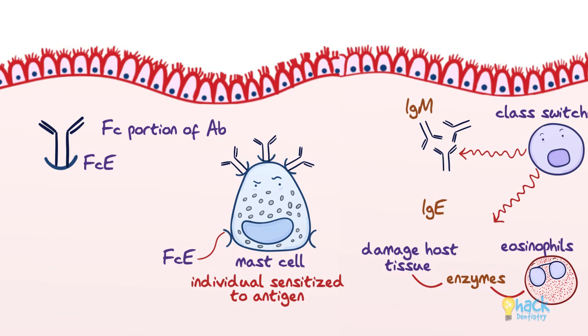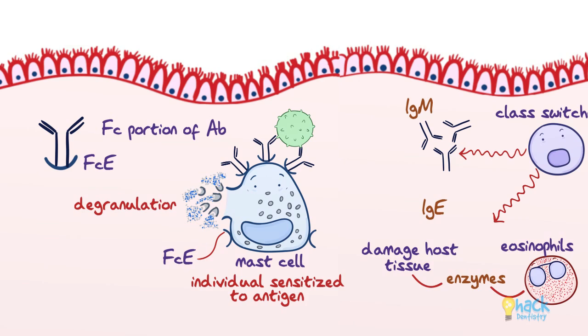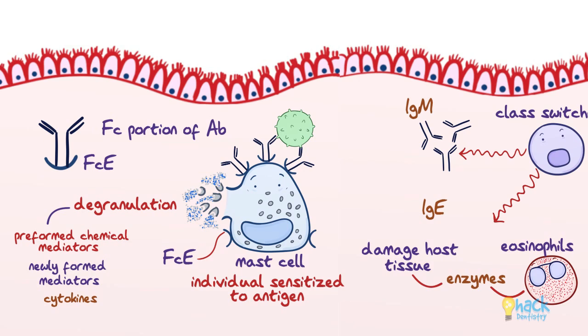Now, on subsequent re-exposure, the antigen binds to these antibodies sitting on the mast cells, cross-linking them and causing degranulation of the mast cell contents. The contents in the mast cells are preformed chemical mediators already present within the cells and newly formed mediators as well as cytokines. These are powerful mediators responsible for the clinical manifestation of type 1 hypersensitivity reaction.